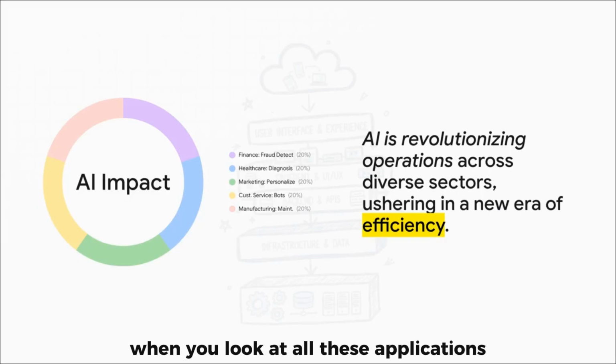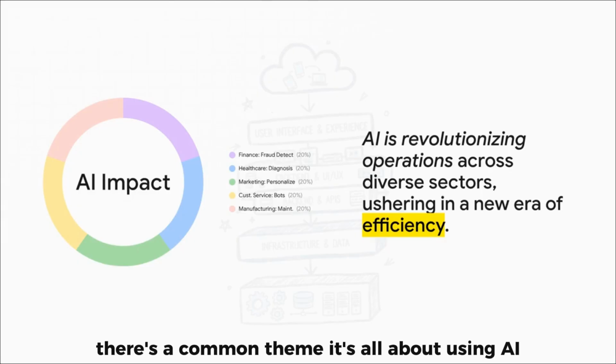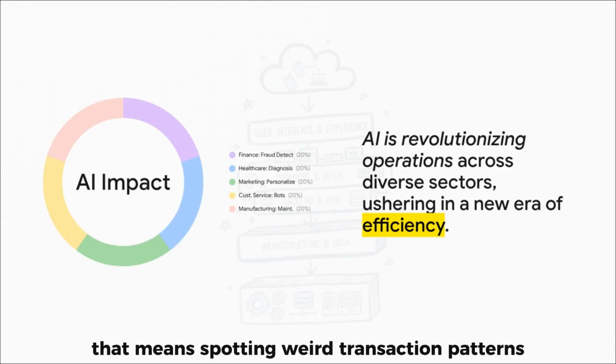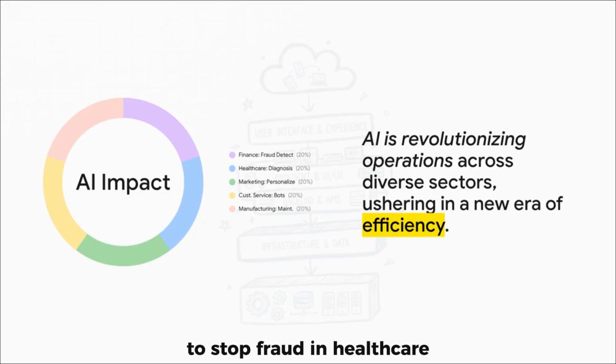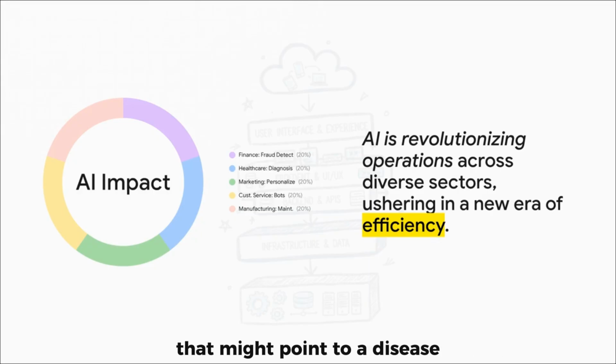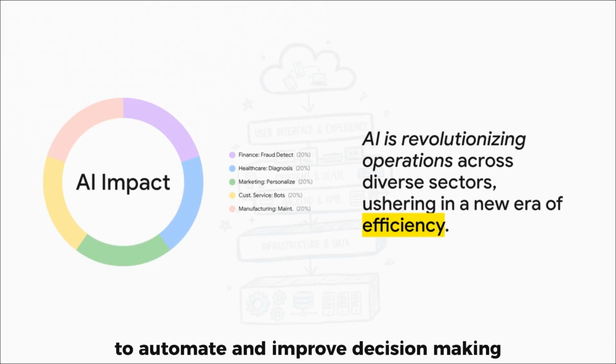When you look at all these applications, there's a common theme. It's all about using AI for sophisticated pattern recognition at a scale that humans just can't achieve. In finance, that means spotting weird transaction patterns to stop fraud. In healthcare, it's finding subtle patterns in medical scans that might point to a disease. This intelligence layer is fundamentally about leveraging data to automate and improve decision-making, especially in high-stakes environments.